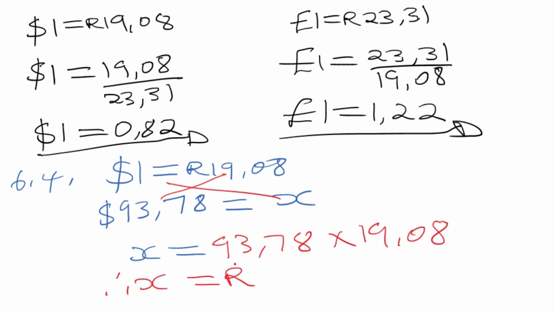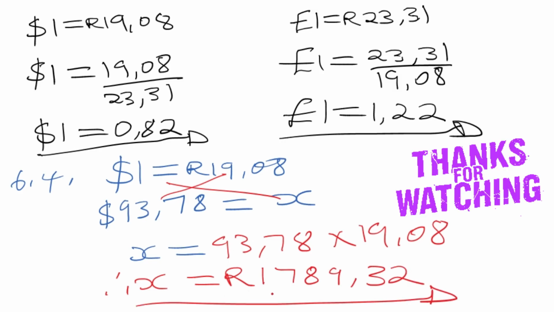Now when you multiply 93.78 multiplied by 19.08, the answer that we get is 1789.32.